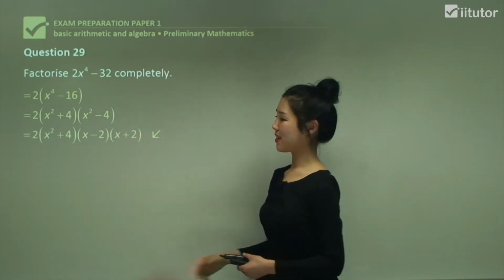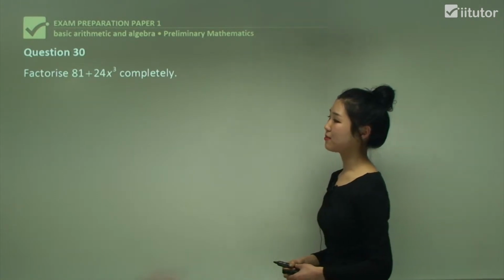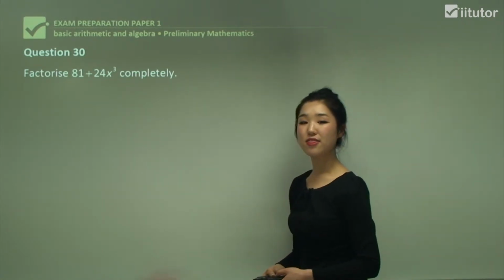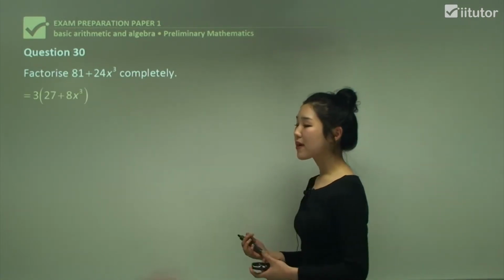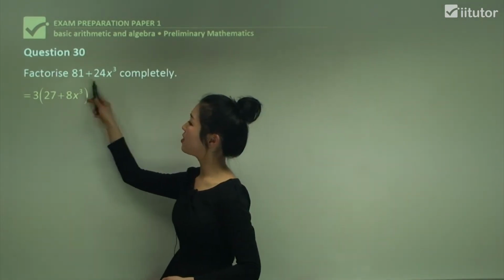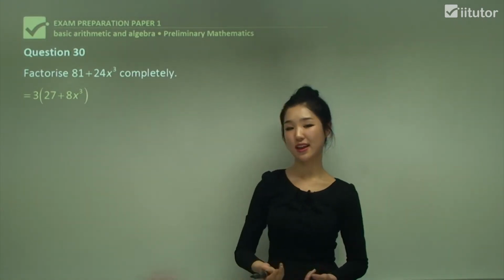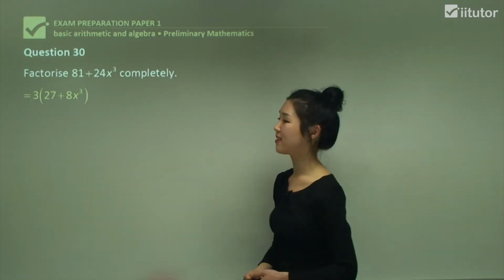Okay, that's question 29. Question 30, factorize completely. Okay guys, I think first of all, I know that 3 is a common factor, so 81 divided by 3 is 27, 24 divided by 3 is 8. So I've got 27 plus 8x cubed left inside the brackets.